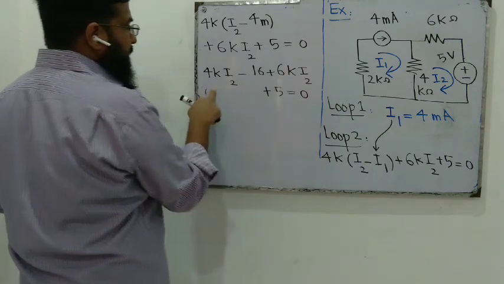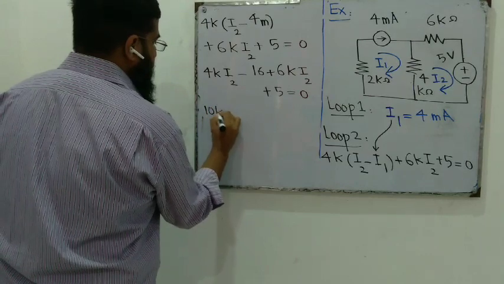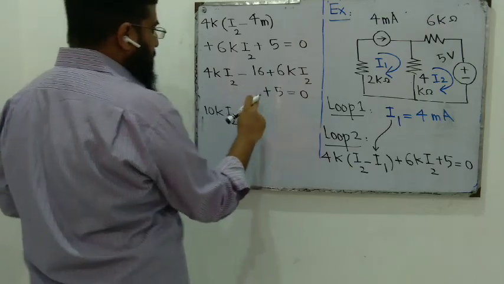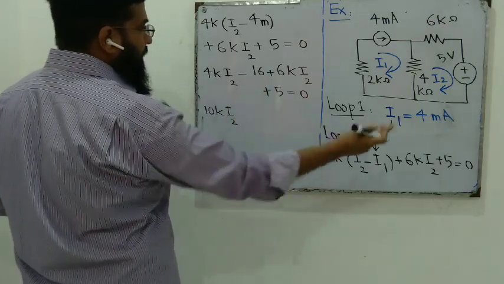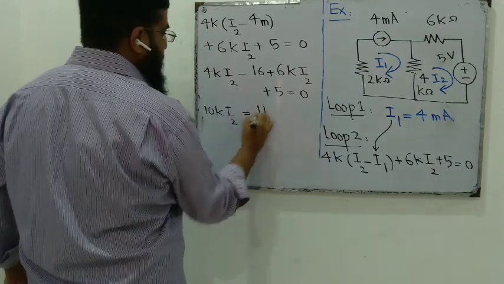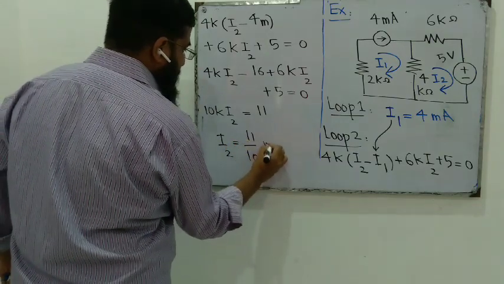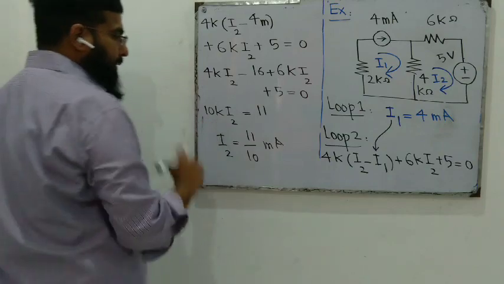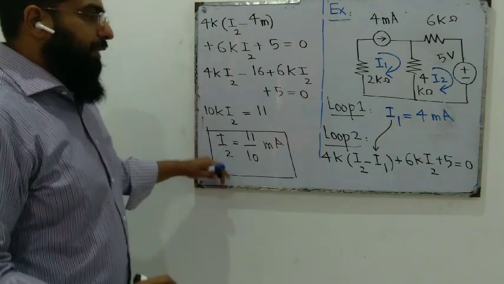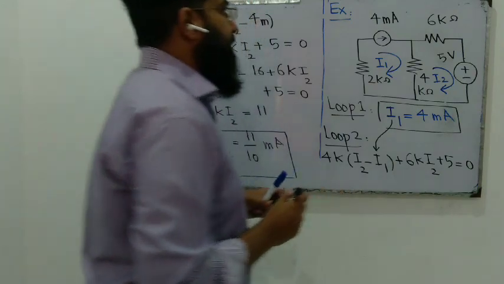So we have 6 plus 4, 10K I2, and this minus 16, when it goes to the other side of the equation, becomes plus 16, and this plus 5 becomes minus 5, so we have 11. I2 is 11 over 10 milliampere, because 1 over k is a milli. So we have computed I2 to be 11 over 10 milliampere. We already know I1 to be equal to 4 milliampere.